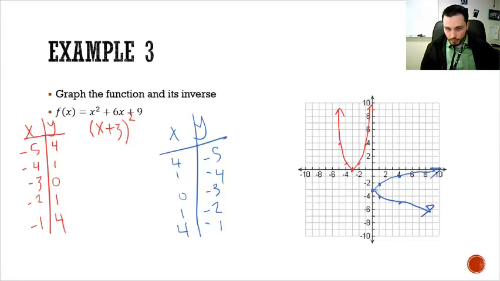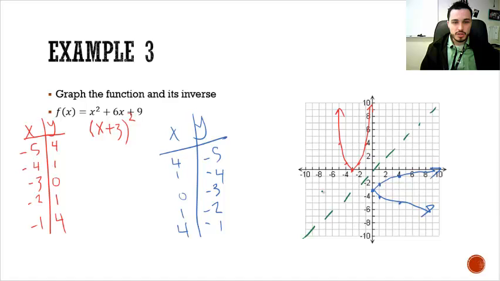Alright, and then one last time, just showing that this whole thing is a reflection. You can clearly see how the red is a reflection of the blue there. And that's just a quick little visual test that you can always check as well. So that is graphing by inverses.